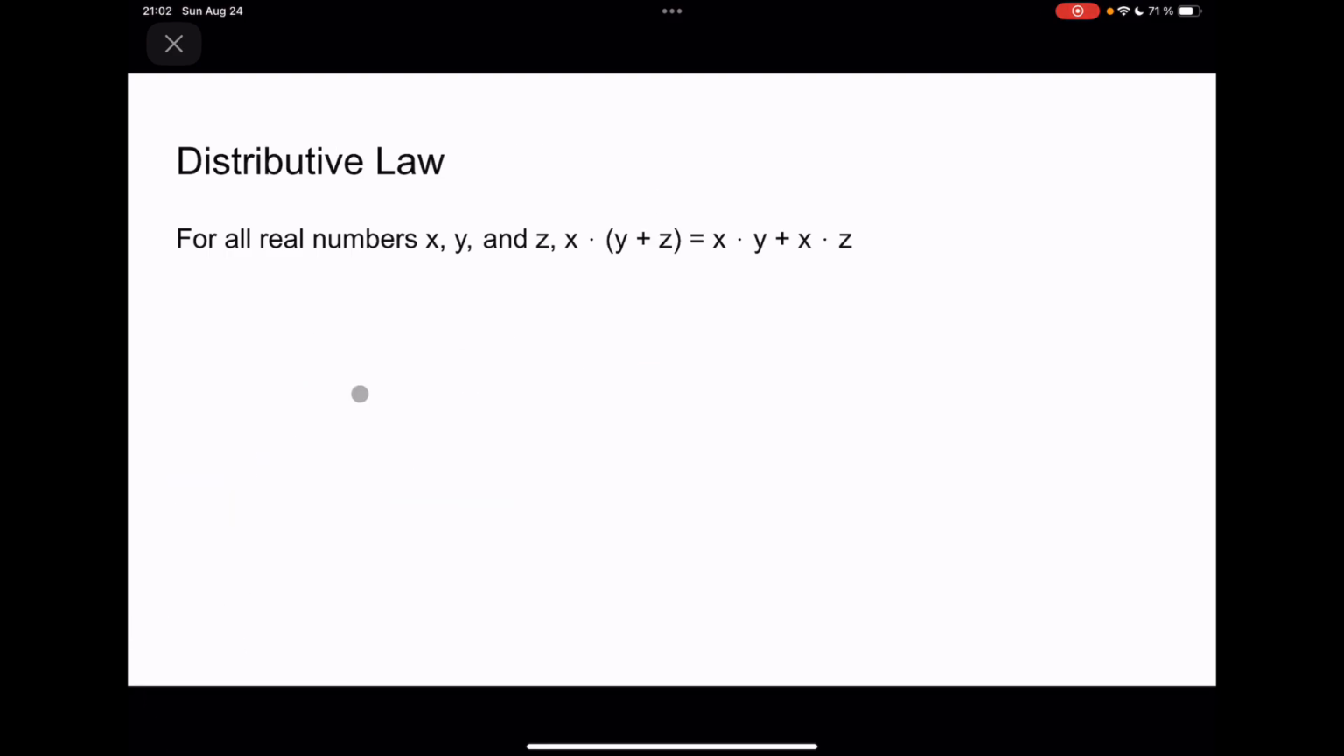Distributive law. For all real numbers x, y, and z, x times (y plus z) equals x times y plus x times z.